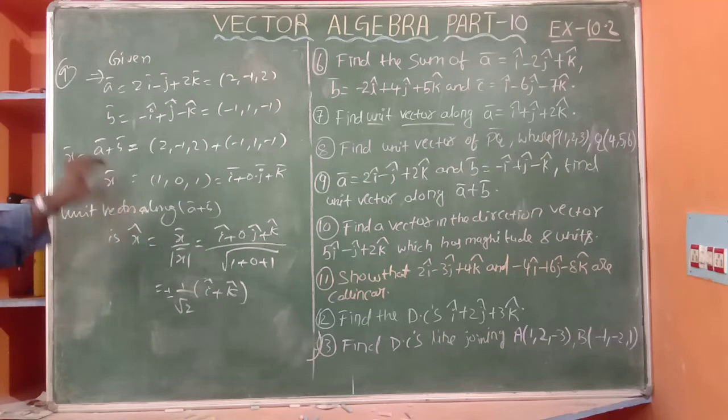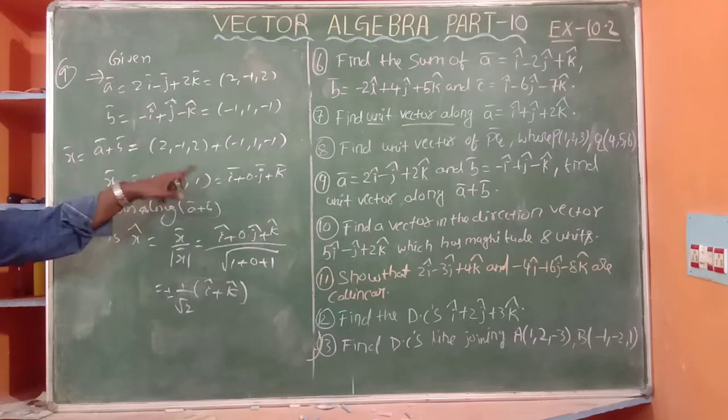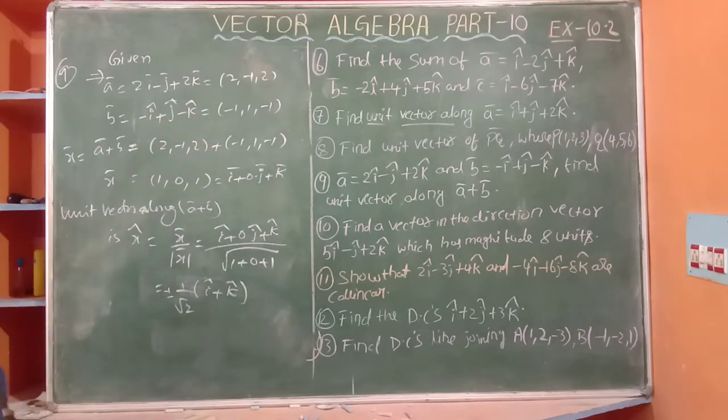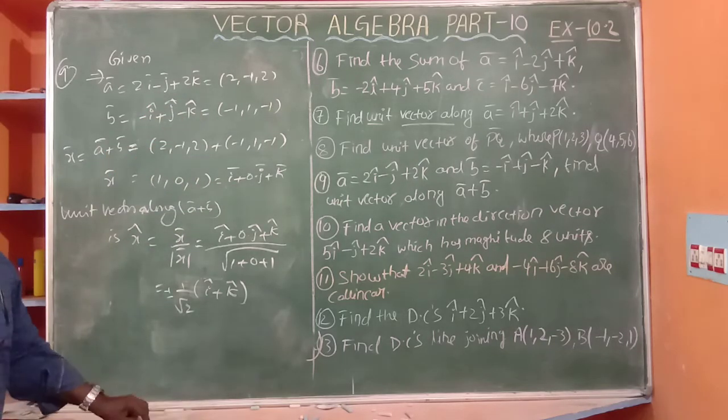Is it clear? Sum is asked. If you use the point coordinates, or otherwise you add it. 2i minus j, i, j cancels, 0j. 2k minus k is plus k. Okay now? Like that.